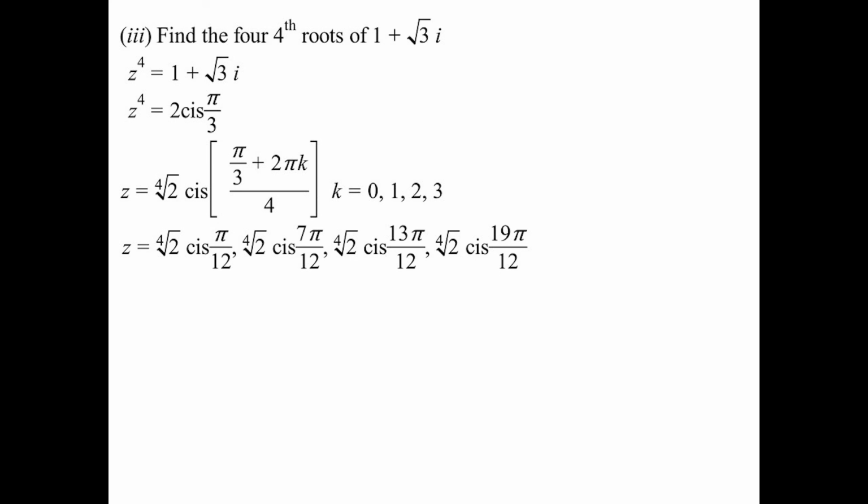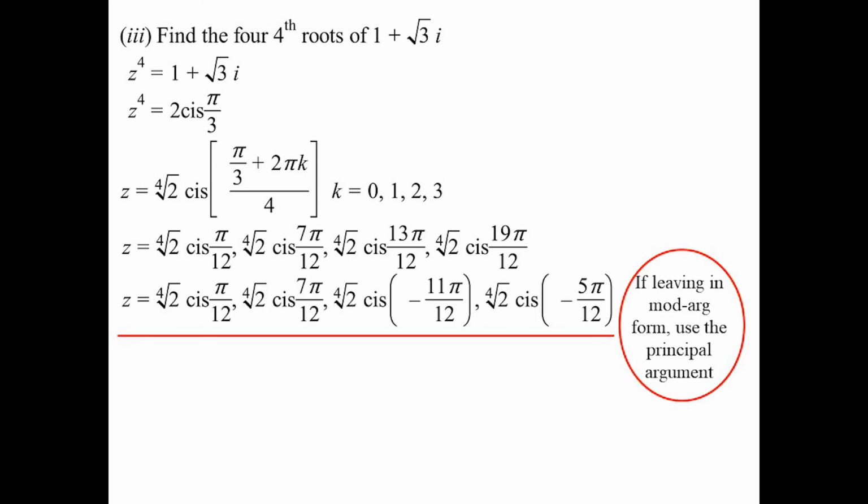Oh yes, 4th root of 2, where the modulus was 2. I did a bit of cut and paste. So yes, the 4th root of 2, cis pi on 12, cis 7 pi on 12, cis 13 pi on 12, and 19 pi on 12. If we're going to leave it in mod arg form, which I am, because I don't know the exact value of cos pi on 12 without, well, we could work it out. So I'll leave it like that, which means the 13 pi on 12 will become minus 11 pi on 12. And the 19 pi on 12 will become minus 5 pi on 12.